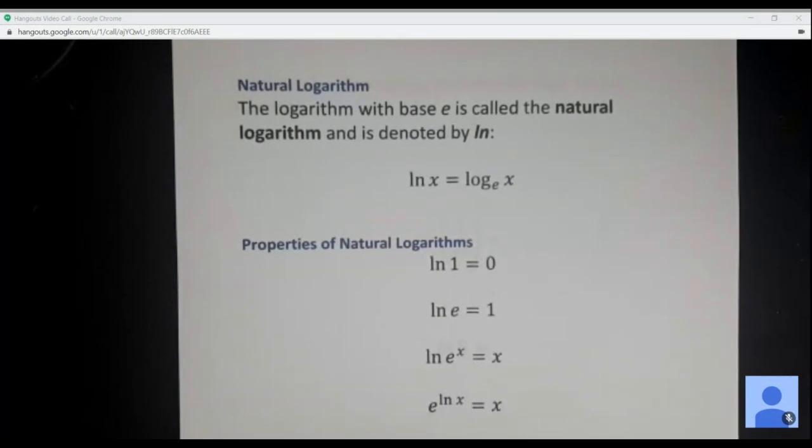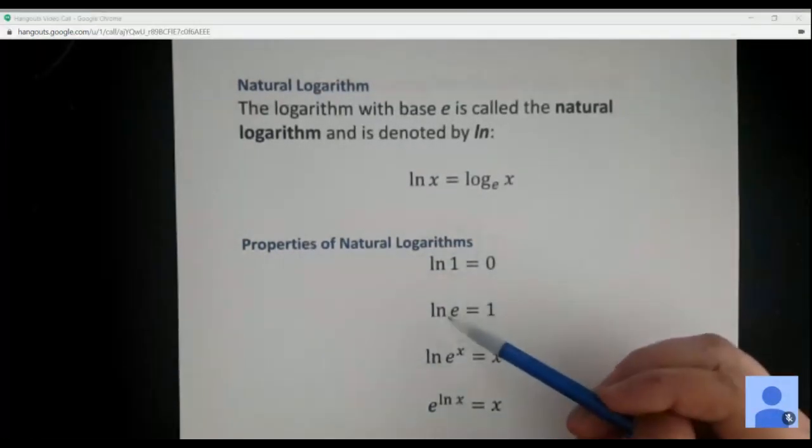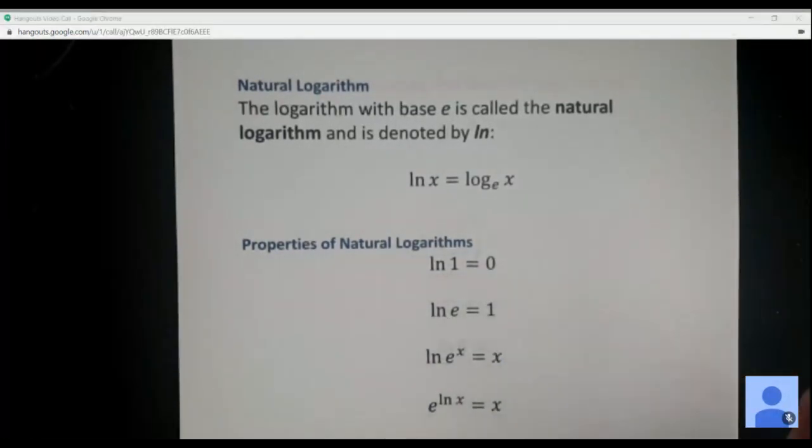Again, no difference in any of these properties compared to the properties we've already looked at. We just have to understand that this base right here is e, and then all the properties that we've already looked at still apply.